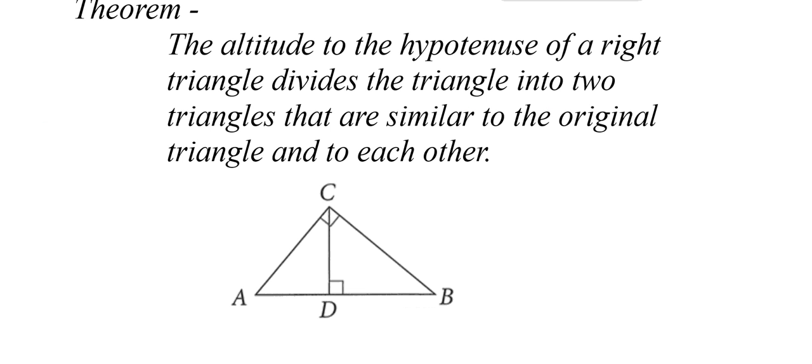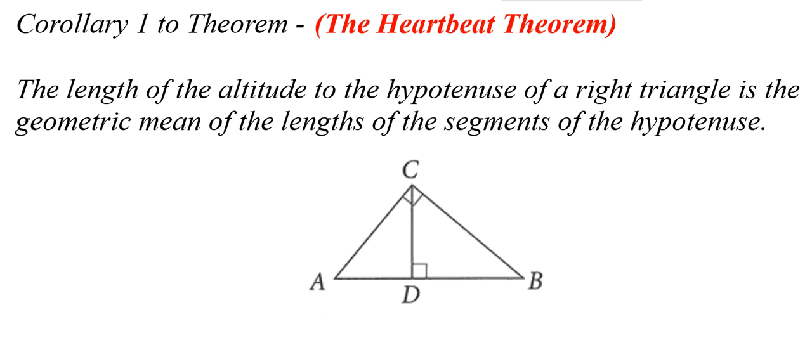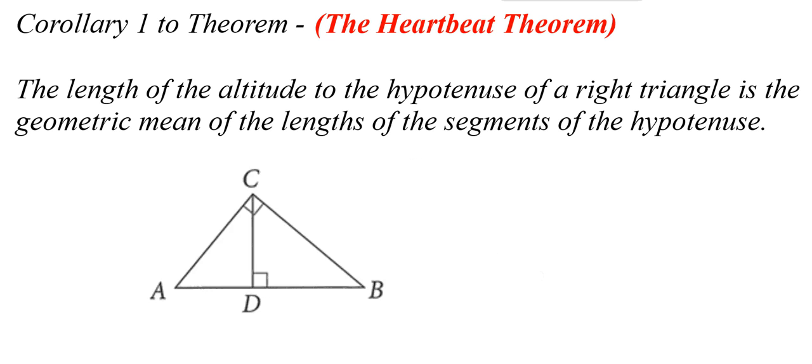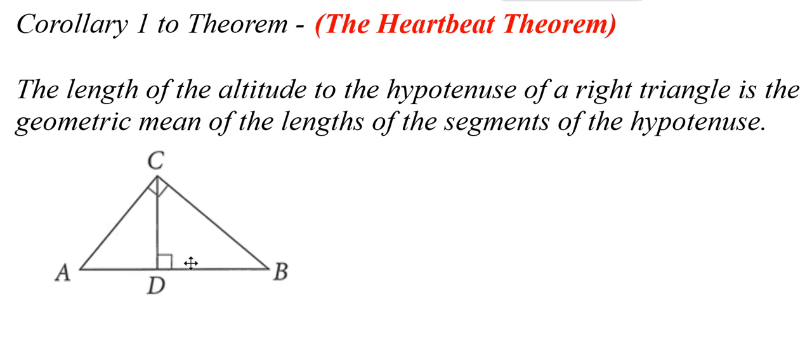These can be shortened into some theorems. What we just talked about is that the altitude to the hypotenuse of a right triangle divides the triangle into two triangles that are similar to the original triangle and to each other. We just explored that. These theorems are just shortcuts; you can always redraw all three of your triangles, but this is our shortcut. We call the first one the heartbeat theorem.